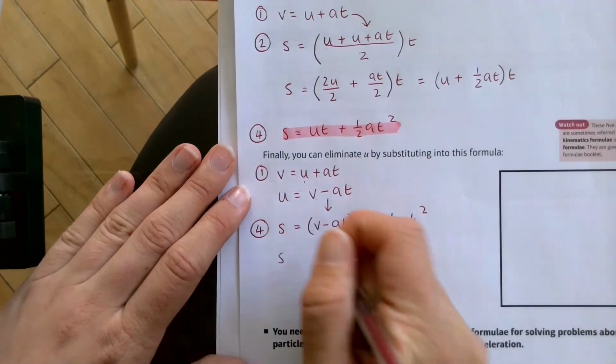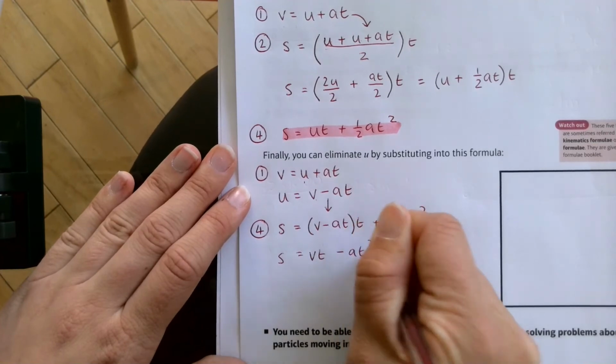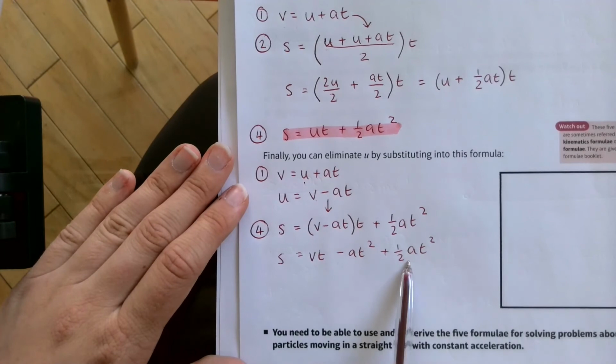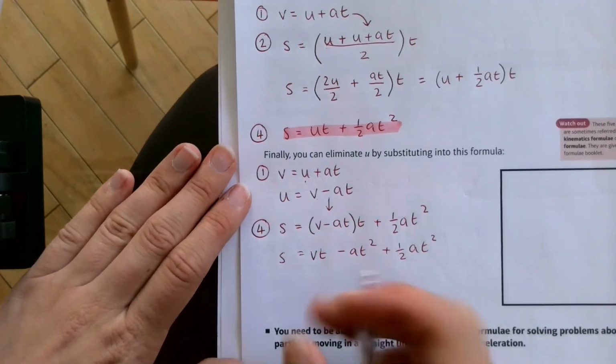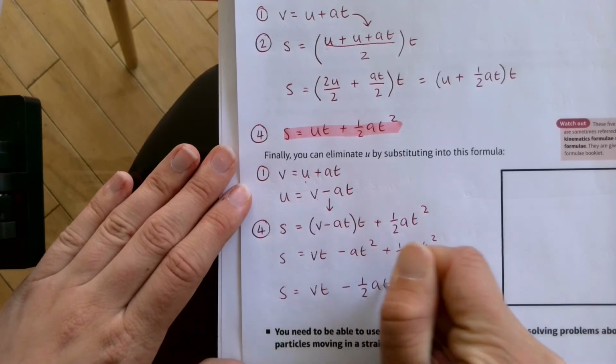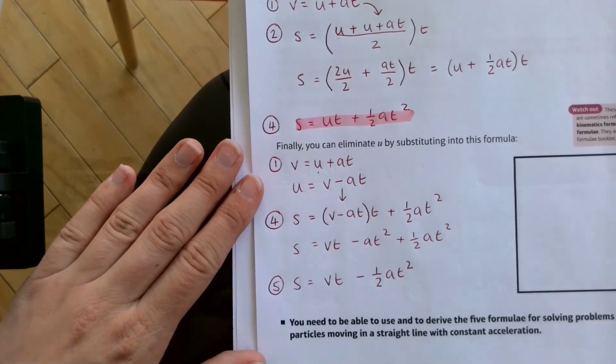Again, I'm going to multiply out this bracket, so I get s is equal to vt minus at squared plus a half at squared. If I've got minus something plus a half of it, I'm going to end up with minus a half of it. So s equals vt minus a half at squared. And that is my final one, my fifth suvat equation. Let me highlight that.